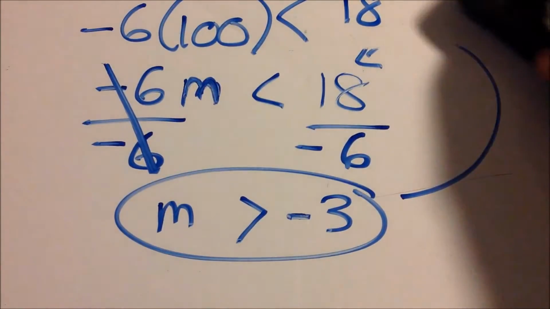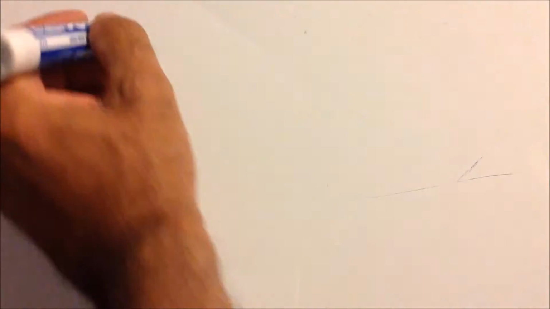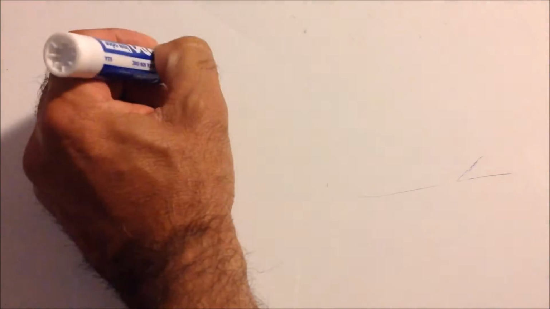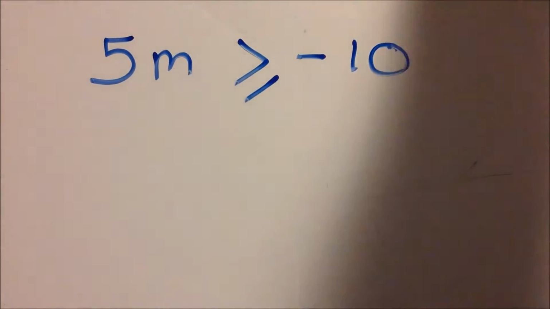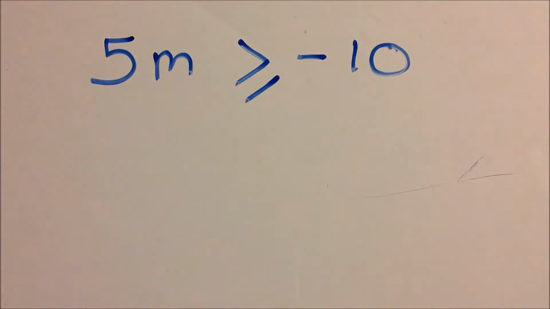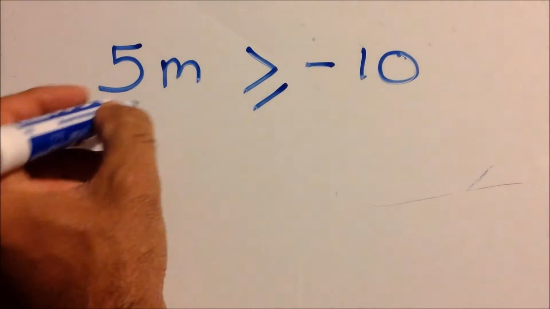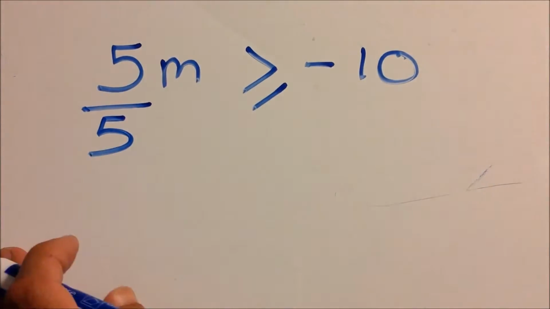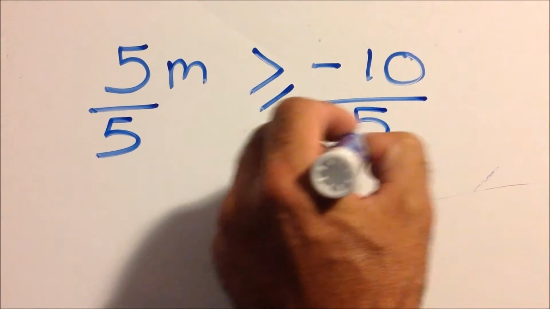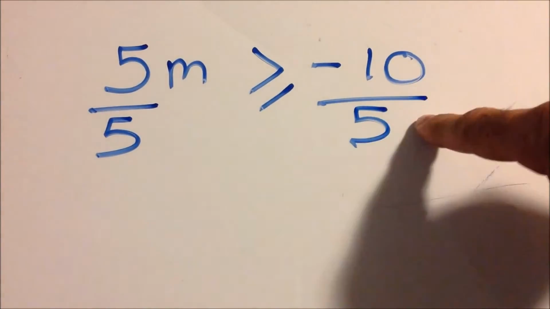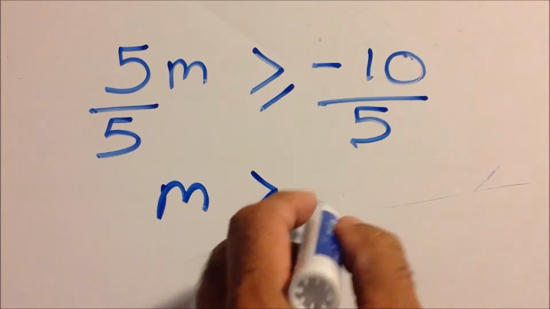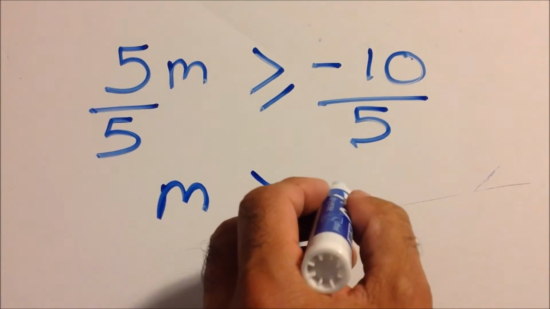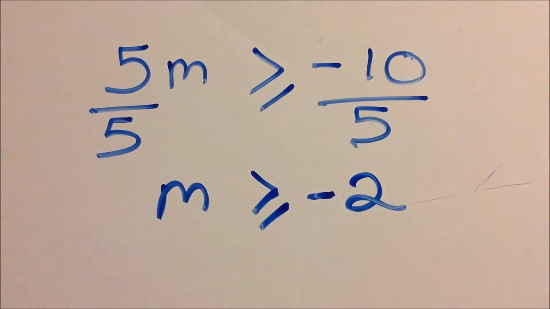See if you can do this one then. What if I had 5m is greater than or equal to negative 10? Try that one. Okay, now here I was trying to trick you. When you divide the 5 out, it's not negative. So you're only dividing a negative on one side, and you're not flipping the sign. It's going to remain that way. So m is going to be greater or equal to negative 2. You don't flip the sign because the 5 was positive. So I was trying to trick you.